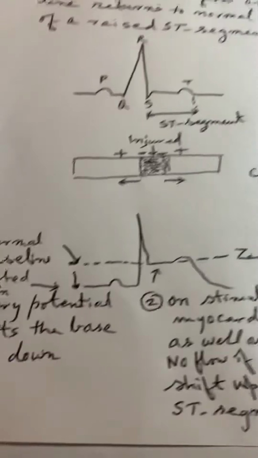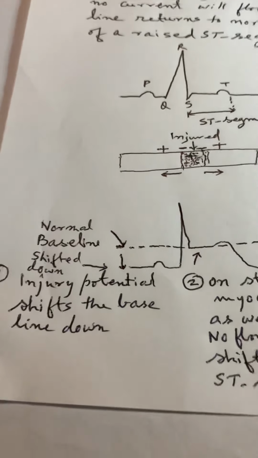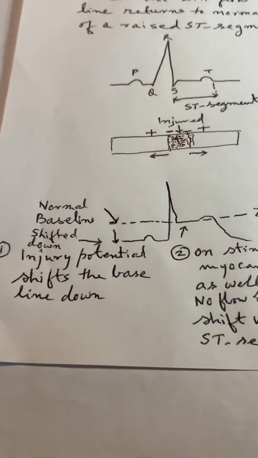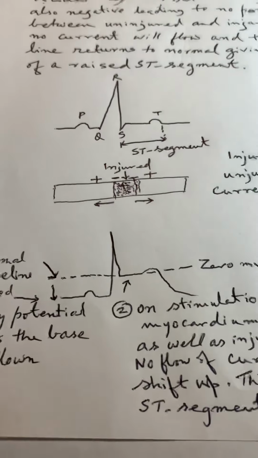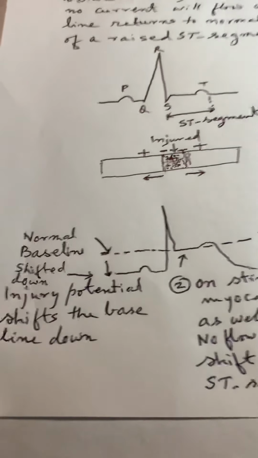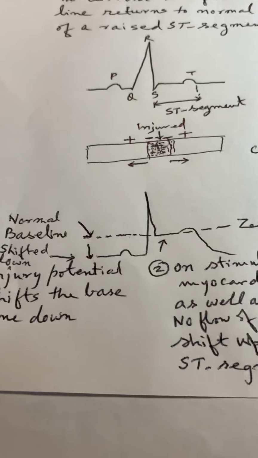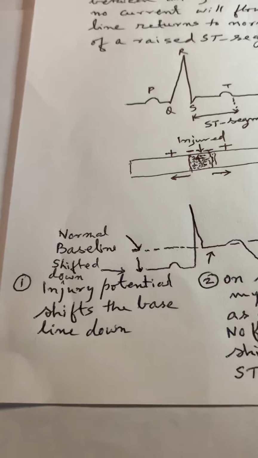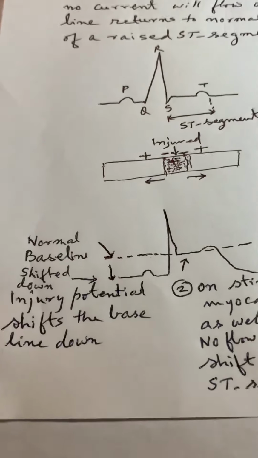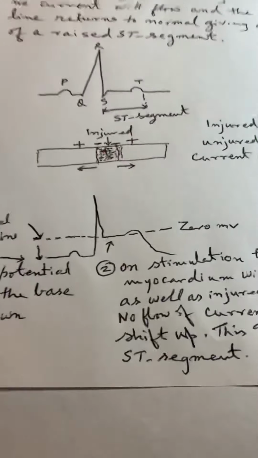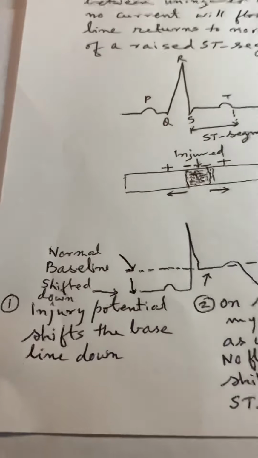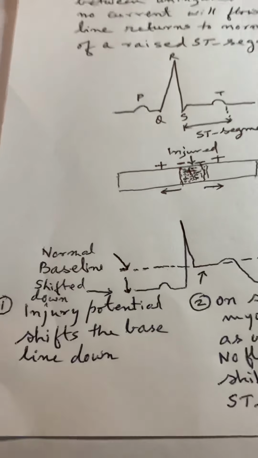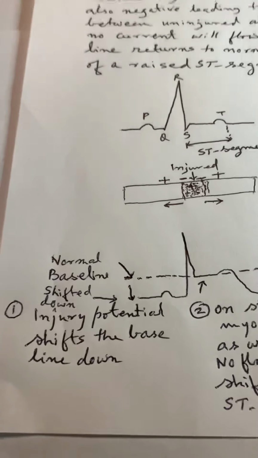Now let me show you the lower diagram. The injured portion is negative outside and positive inside, and such a condition is known as injury potential. Now see this diagram. The normal baseline is the dotted line, and injury potential shifts the baseline down. The dotted line is the normal baseline, and this is shifted down when there is injury.